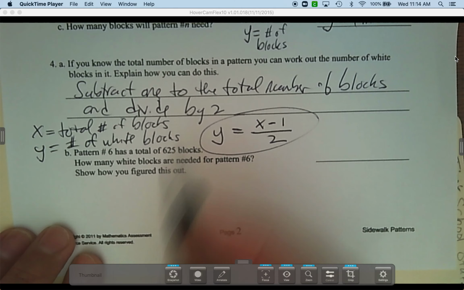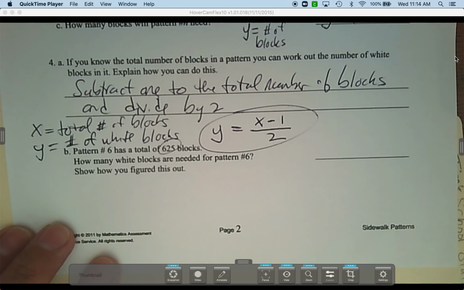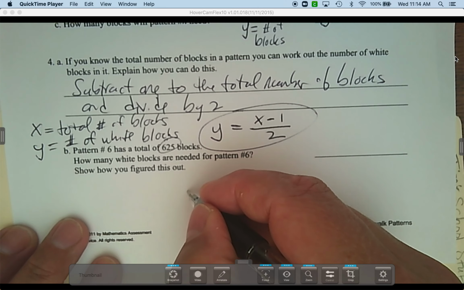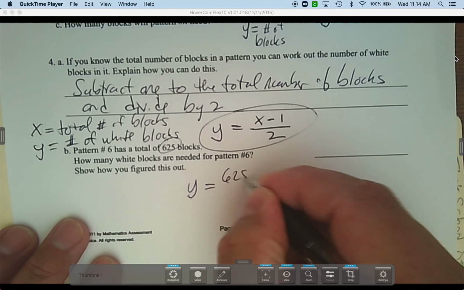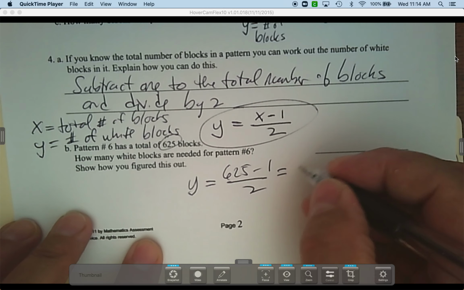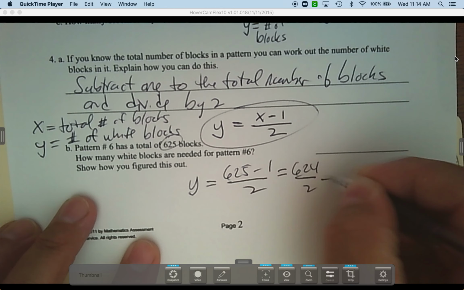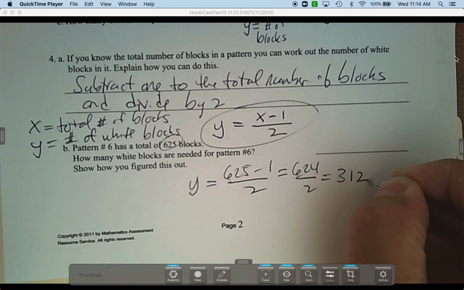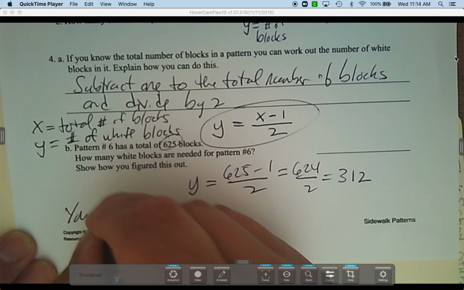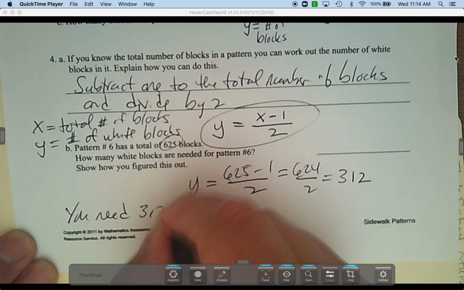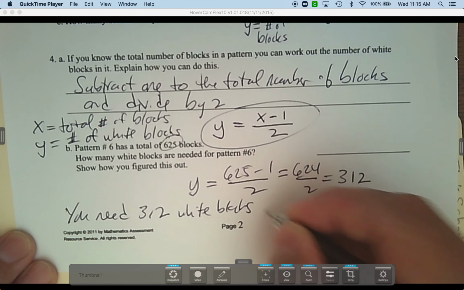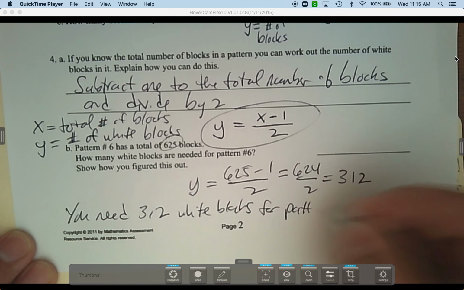So pattern number 6 has 625 blocks. How many white blocks are needed then? Well, we already have an equation. So if the total number is 625, subtract 1 and divide by 2. That gives you 624, and that gives you 312. So the question is, how many white blocks are needed for pattern number 6? And you need 312 white blocks for pattern number 6.